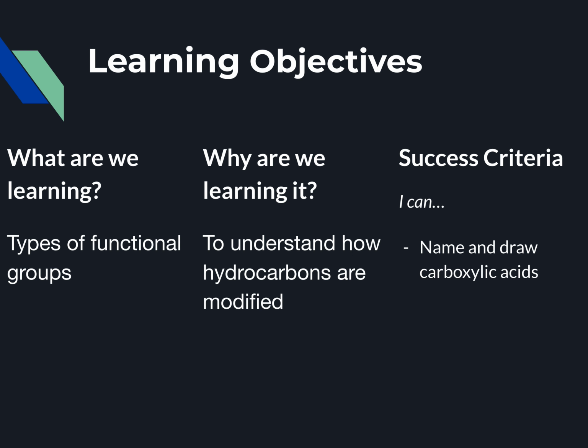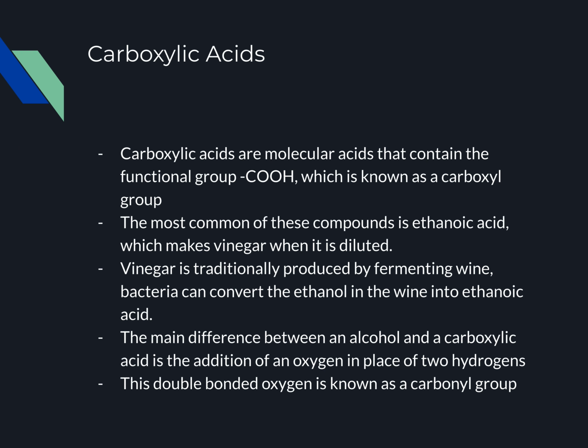Today we're still talking about functional groups and how we modify hydrocarbons, this time taking a look at carboxylic acids. We have actually seen carboxylic acids before in Chemistry 20 and in our acid-base equilibrium unit. Carboxylic acids are the molecular acids that contain COOH. These are all weak acids, and we call that COOH a carboxyl group.